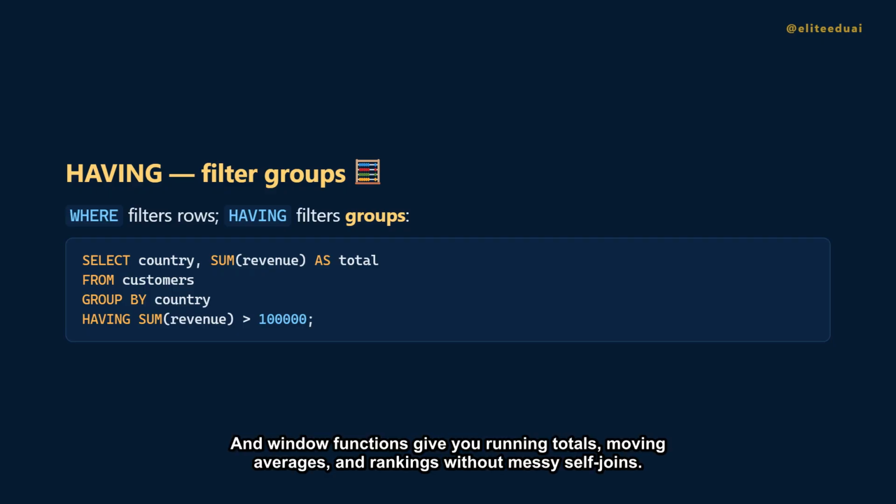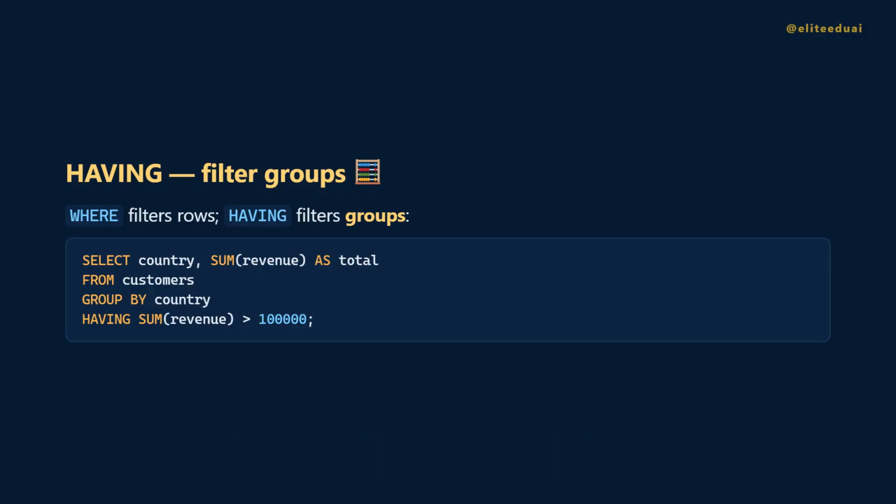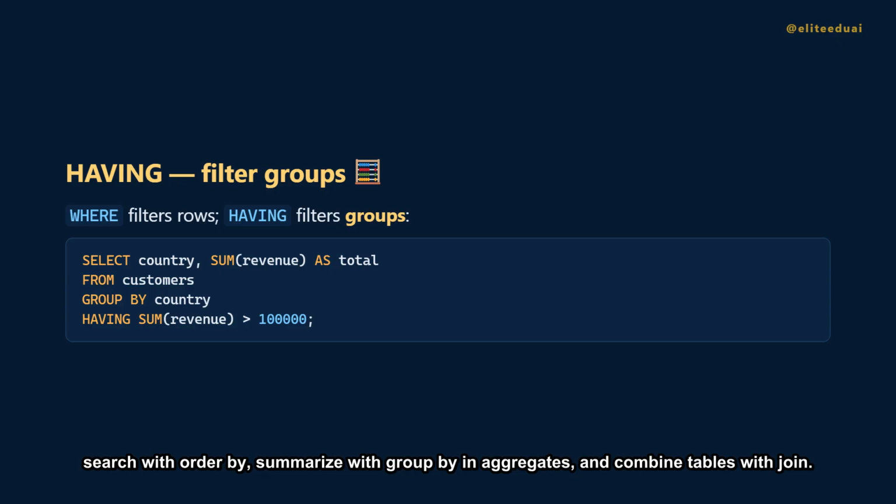Remember the execution order? Because WHERE runs before grouping, it can't filter on a SUM. That's exactly what HAVING is for, it filters groups after aggregation. Here we keep only countries whose total revenue is greater than 100,000.